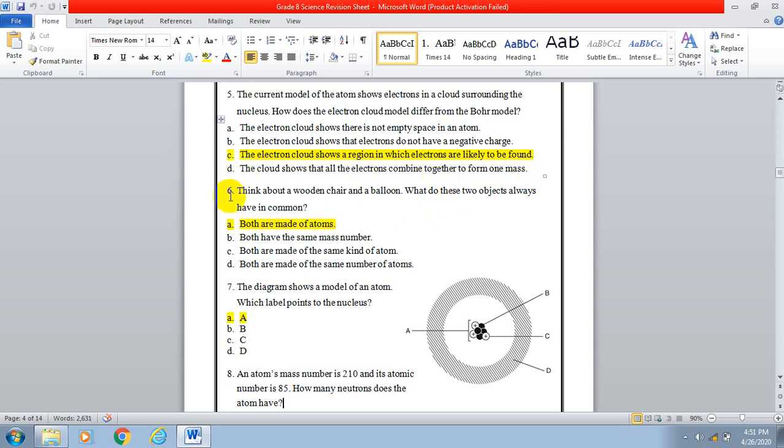The C. For the sixth option, think about a wooden chair and a balloon. What do these two objects always have in common? Wow, a wooden chair and a balloon. Both are made of atoms. Both have the same mass number.